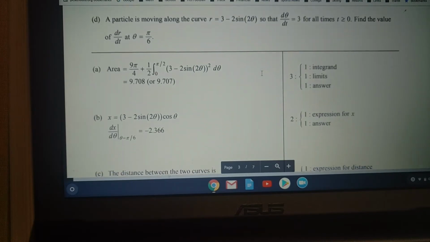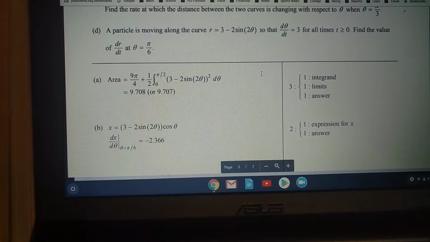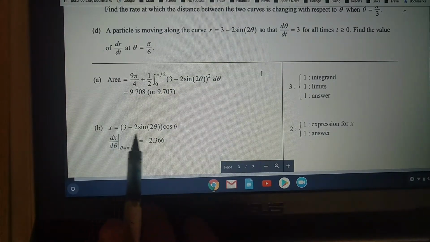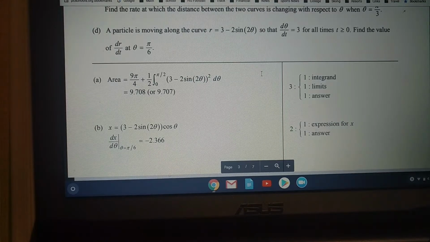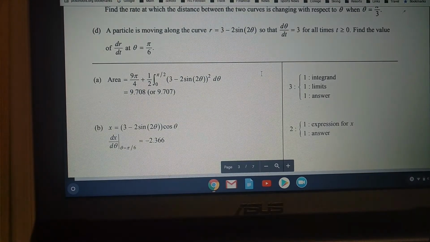Okay, part B. Part B, if you correctly look at the expression for x, remember x is equal to r cosine theta. So there's your r times your cosine of theta. So if you have that correct expression, you get a point. And then if you actually evaluate it correctly to get that answer, you get another point.